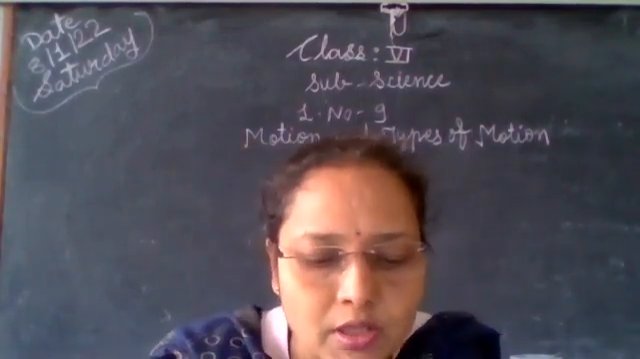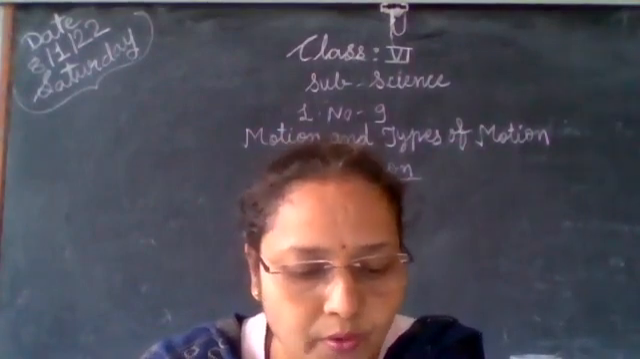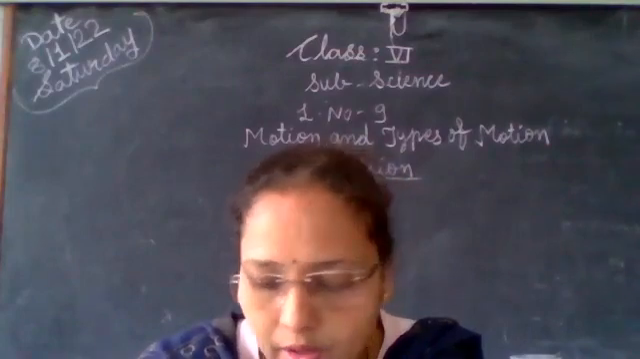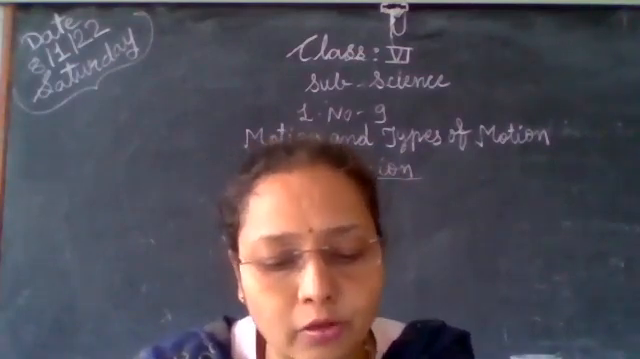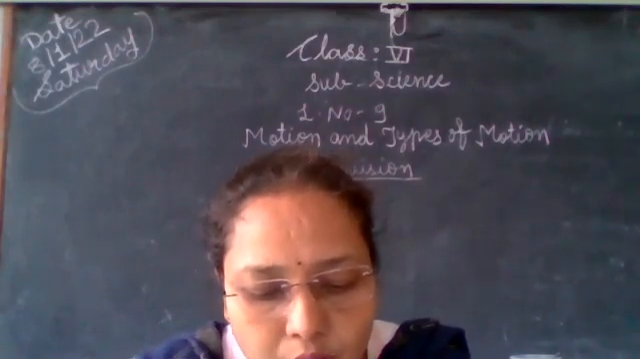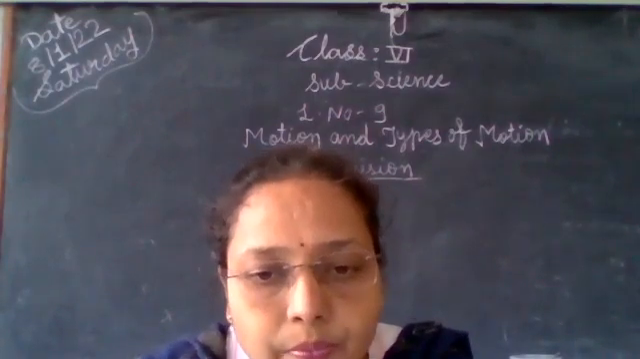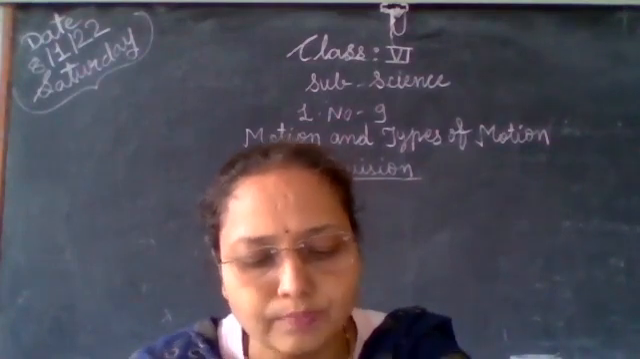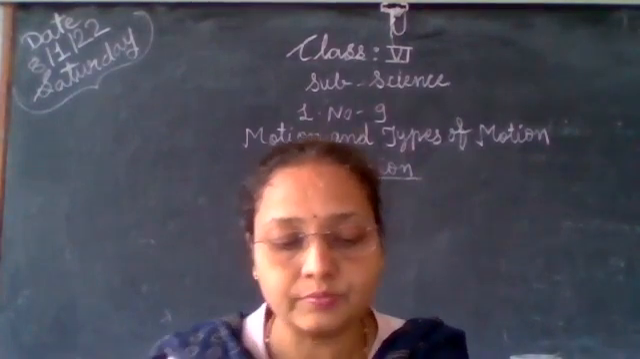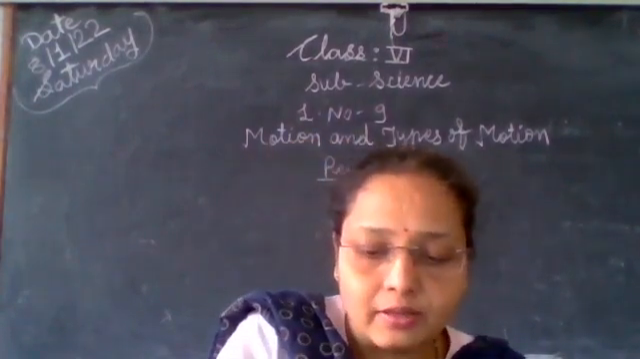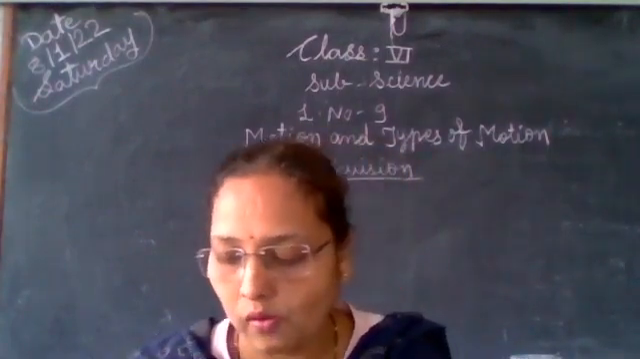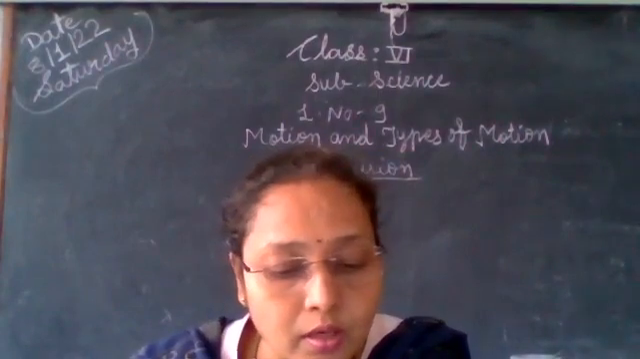Now your first question is identify the types of motion. Movement of the earth around the sun is dash. So it is periodic motion. Answer is periodic motion. Then B, movement of ceiling fan is in circular motion.